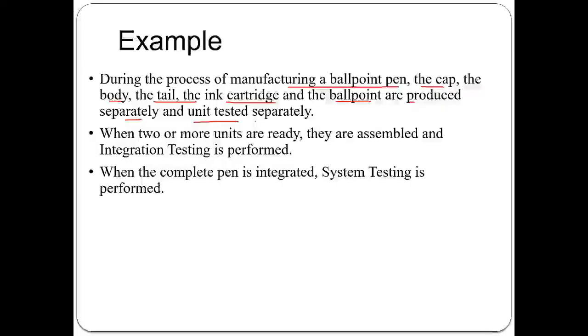When 2 or more units are ready, they are assembled and integration testing is performed. When 2 or more units like the ink cartridge or the tail are ready, then those will be combined, assembled and tested. When the complete pen is integrated, system testing is performed. When the full pen is integrated, that is, all parts are attached and connected, then you can perform system testing.